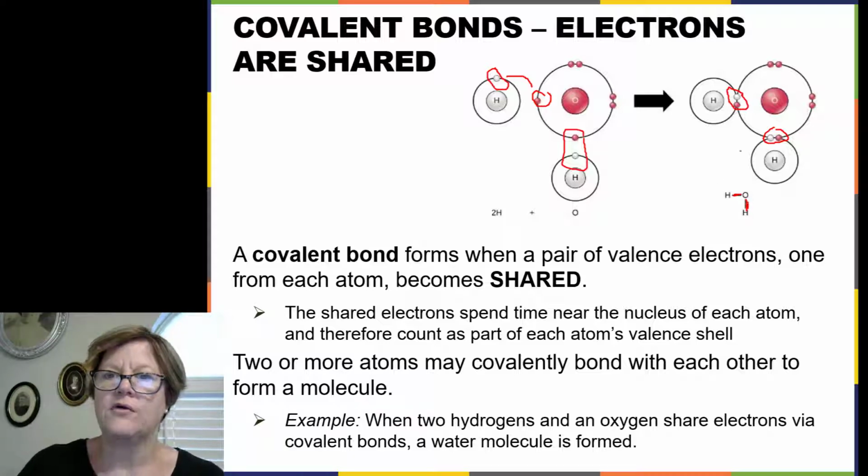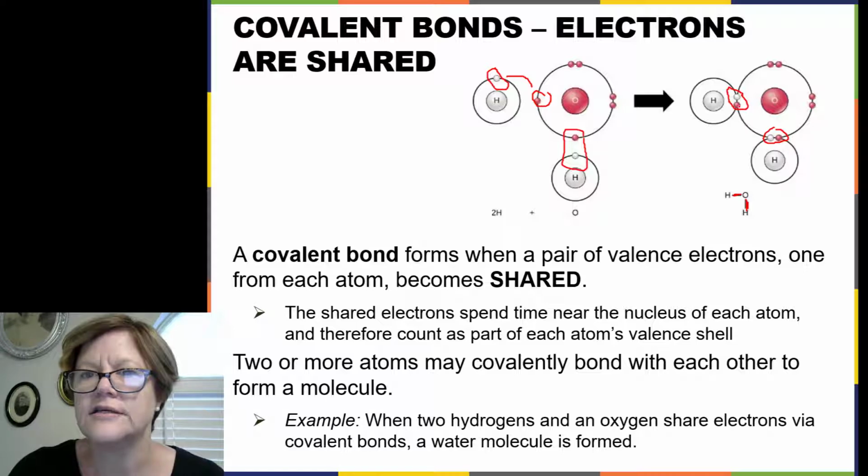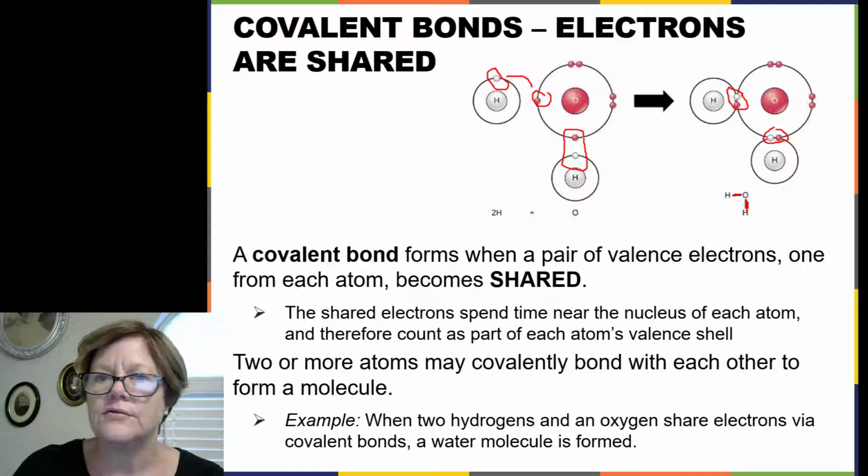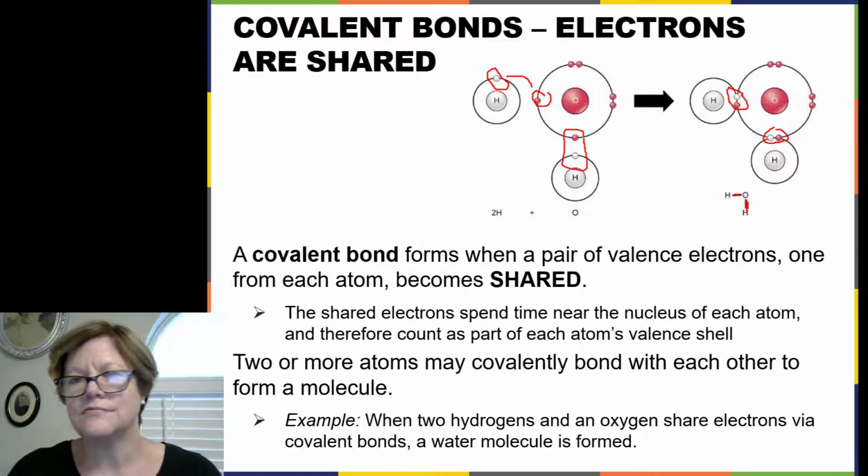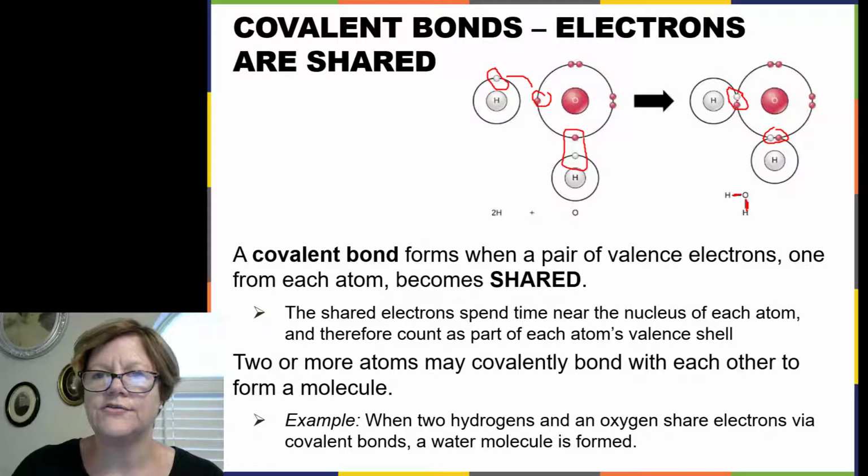Now when the orbitals are overlapping like this, when the electron shells are overlapping like this, the hydrogen sort of is believing that it has 2 electrons in its valence shell, and this hydrogen over here thinks it has 2 electrons in its valence shell, and the oxygen thinks it has 8 electrons in its valence shell.